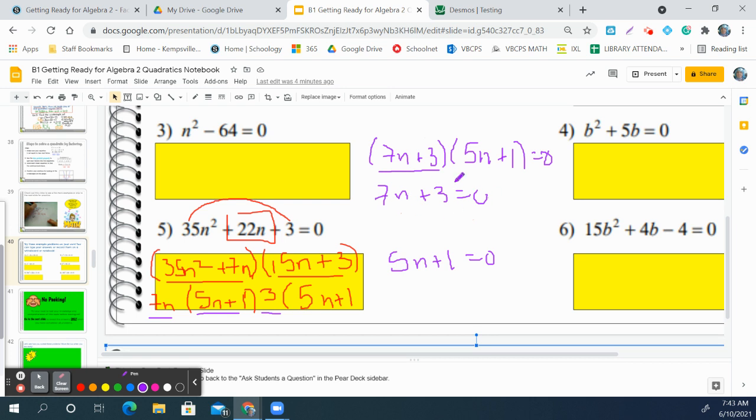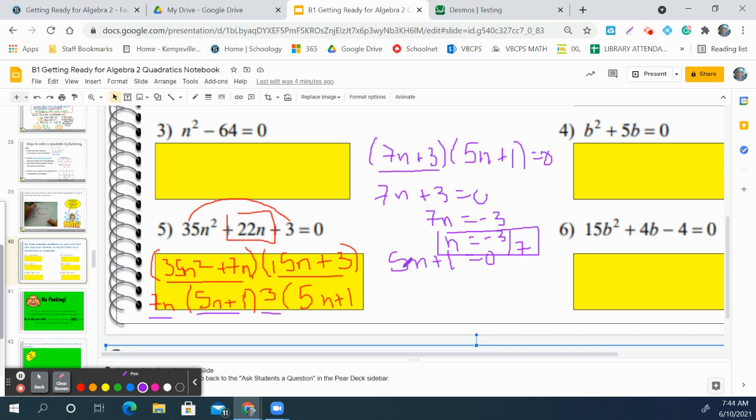How do I solve this equation? Subtract 3 from both sides. So I end up with 7n equals negative 3. And so what's n equal? Negative 3 over 7. Sometimes you will end up with fractions, especially if you have a two-step equation.